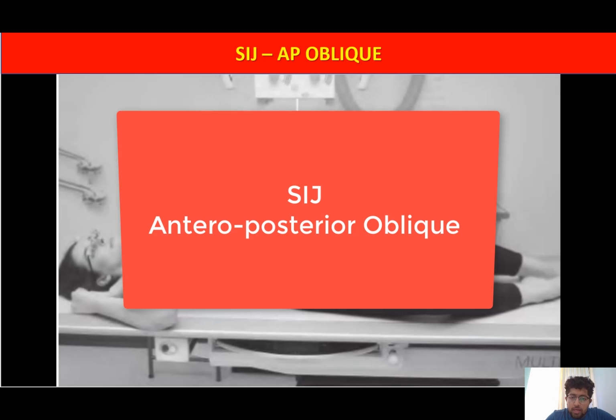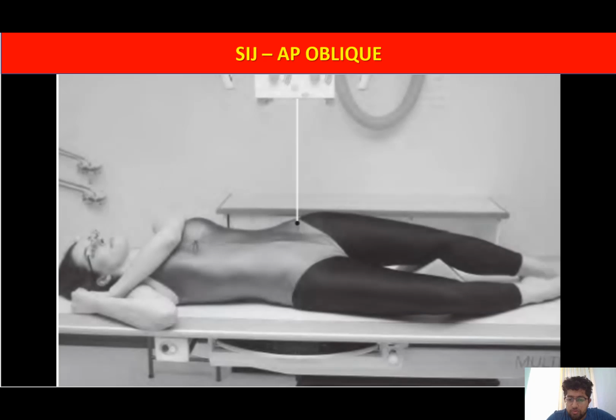The AP oblique sacroiliac joint view we do when we want to see one side of the joint clearly, and we can do the other side later to compare both sides. We do this by asking the patient to lie supine and rotating the pelvis from the non-examining side, so that the examining side is elevated from the table. We do the centering 2.5 centimeters medial and 5 centimeters inferior to the anterior superior iliac spine.